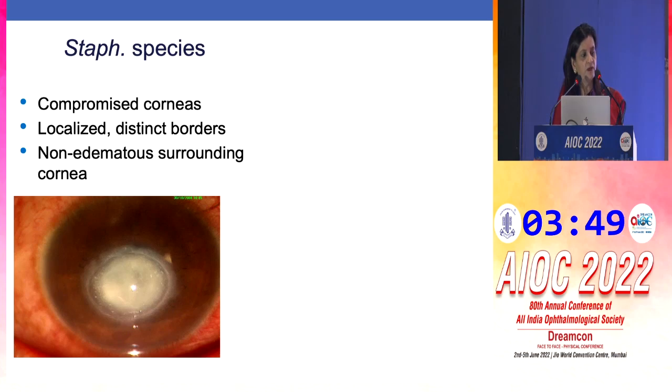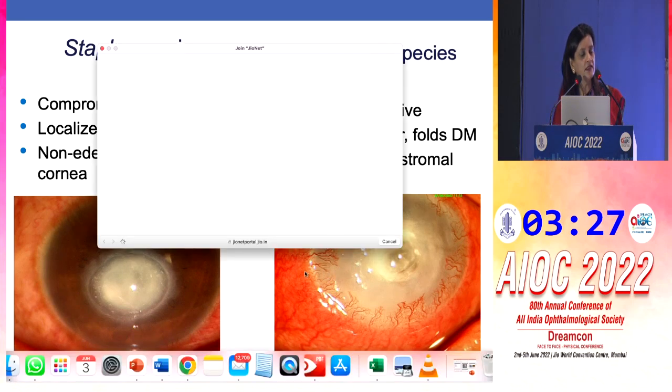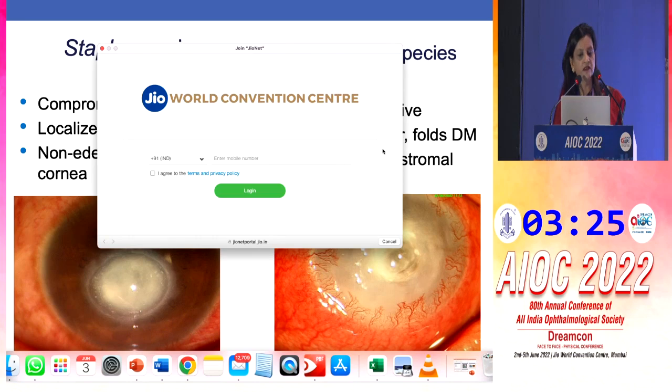Now, classical features are present with organisms. So if you have a staph microbial keratitis, you would have compromised corneas. The local borders are going to be distinct, and the non-edematous surrounding cornea is there, which is relatively clear. On the other hand, if you have a pneumococcal keratitis, it is a rapidly progressive serpiginous ulcer, hypopyon with deep stromal abscess, and your surrounding cornea is also edematous.